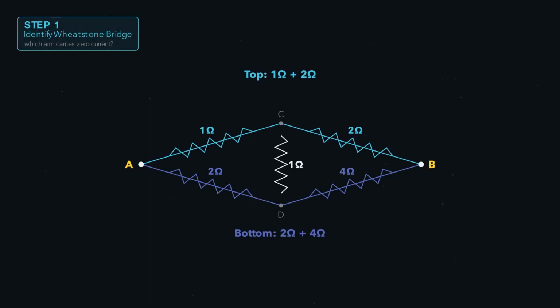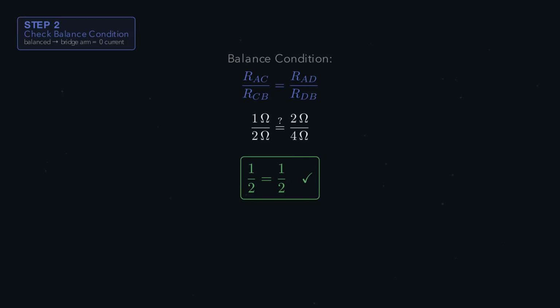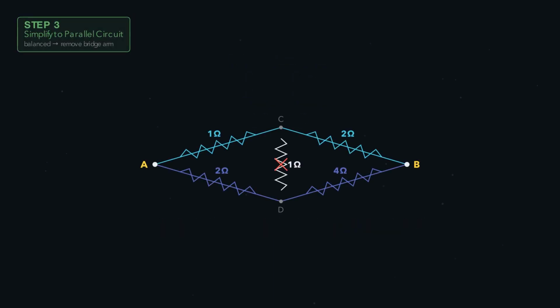Look at the four arms. 1 ohm and 2 ohms on top, 2 ohms and 4 ohms on the bottom. For a balanced bridge, the ratio of resistances along each branch must be equal. 1/2 equals 2/4. Both give 1/2. The bridge is perfectly balanced, which means the connecting resistor carries absolutely no current. So we can ignore that middle resistor entirely.